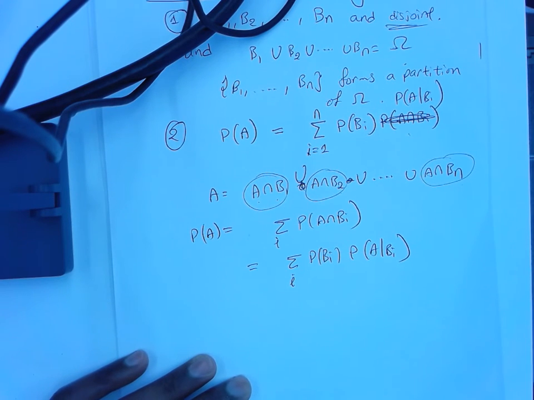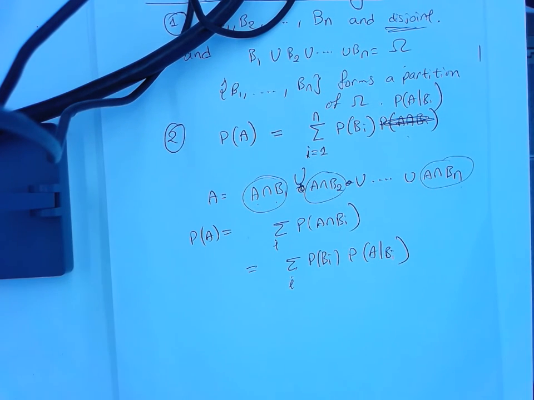Okay, yeah. So if they were not disjoint, would you just subtract the duplicates? That's right. And then there'll be this negative P of A intersection B1 union, intersection B2, and all that. There'll be lots of mess. That's why it's important to have disjoint events.